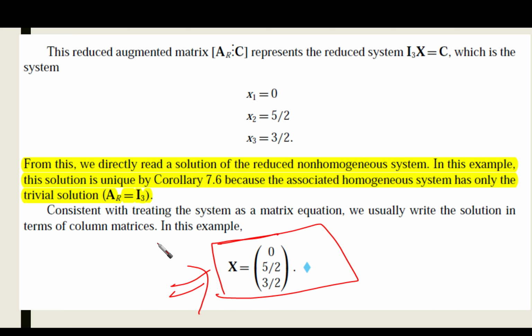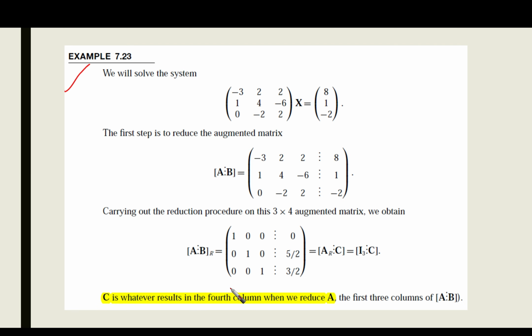So, consistent with treating the system as a matrix equation, we usually write the solution in terms of column matrices in this example. So x1 equals 0, x2 must equal 5 over 2, x3 equals 3 over 2. So it has a unique solution. Okay, I hope that you have understood this example, because it is really important for us to understand how the reduced form makes our life easier whenever we deal with a non-homogeneous system.